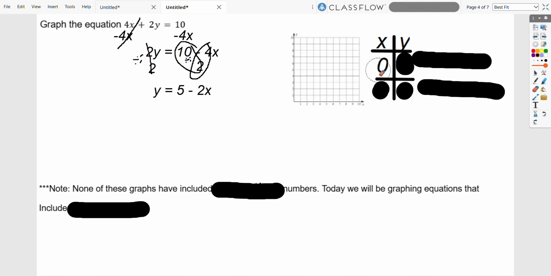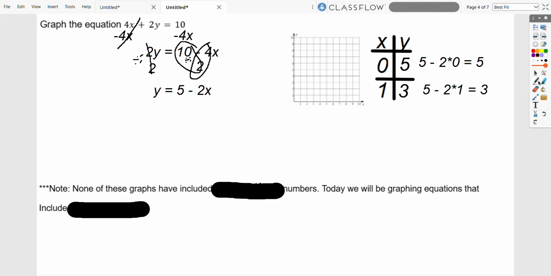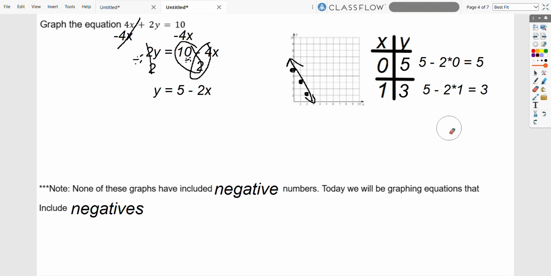And then we graph it the same way as we did the previous ones. We plug in the number 0. 5 minus 2 times 0 is 5. We plug in the number 1. 5 minus 2 times 1 is 3. So there are 0, 5 and 1, 3. Follow the pattern to get another point. And so note how none of these graphs really included negative numbers. At least the 0 term was not negative, and so today we're going to be practicing graphing equations that do include negatives.